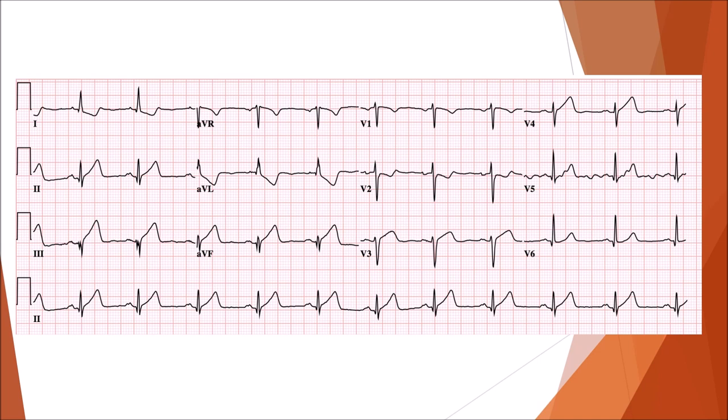We can see a couple things here. First of all, let's look at the gain. We can see it right here, and if you count it, it should be 10 little squares. Then if we look right here, we see in leads 2, 3, and AVF an elevation of that ST segment. So this person is actually having a heart attack. For testing purposes, you're not going to have to know what the ST segment looks like, but I just wanted to include it to show you.